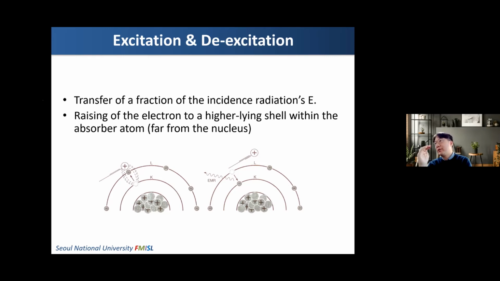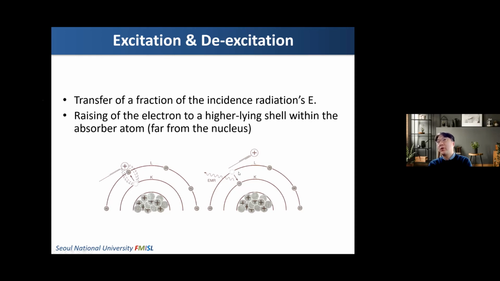And what will happen after this excitation occurs? If this electron is excited, it generates some vacancy here. So some electrons in the upper shell will move to this lower shell. Then it will either emit some electromagnetic wave or some Auger electrons.